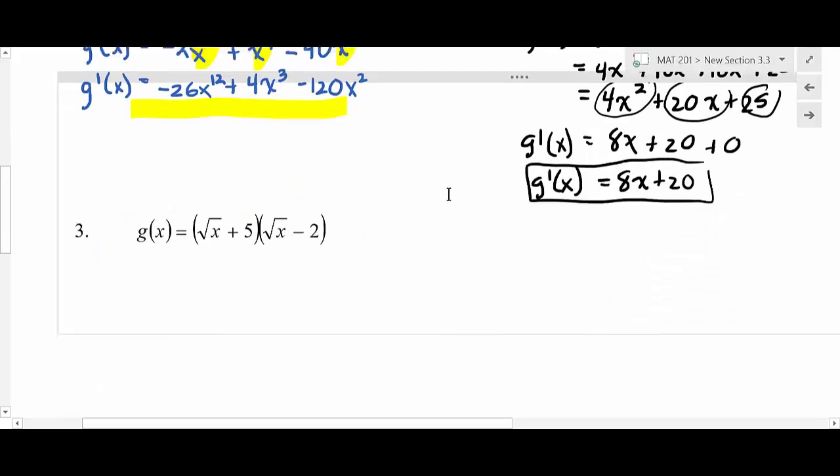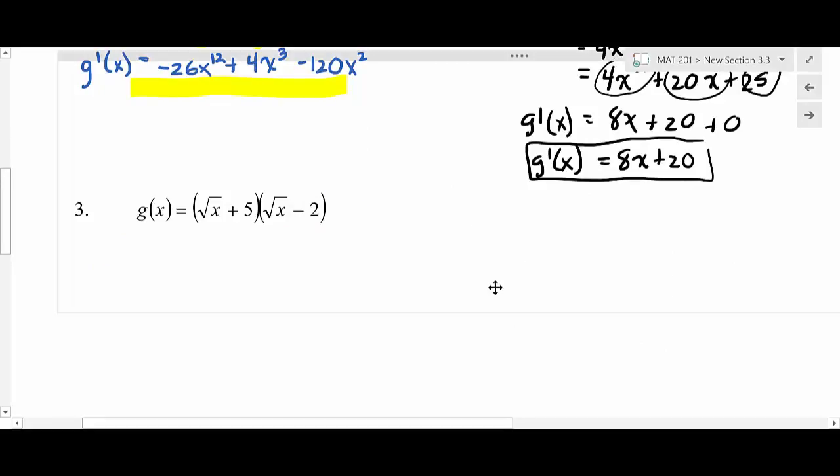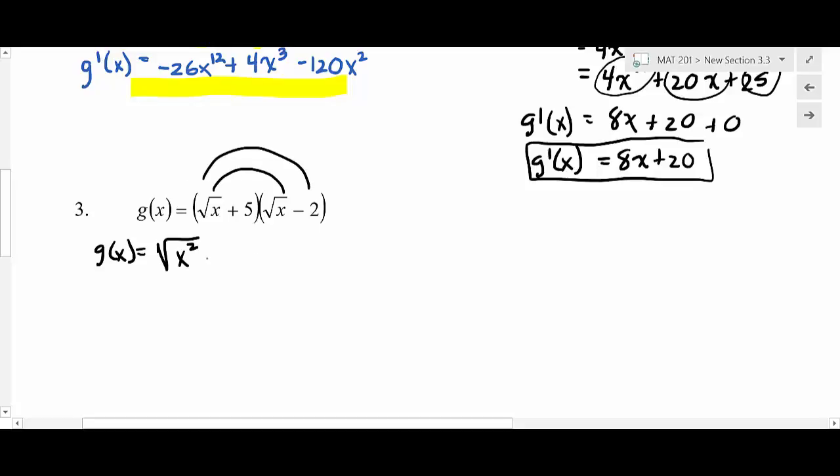Okay, the next one's a little harder because you got square roots in it, but we're going to take exactly the same approach. So what you're going to do on this is go ahead and just multiply it out. Okay, you can do this totally in your head if you want to. The first term, you're really doing the square root of x squared, so what happens to the radical? Goes away. Okay. Outside term is going to be negative 2 radical x. Inside term is going to be plus 5 radical x.